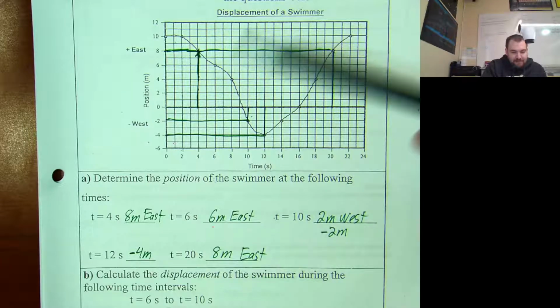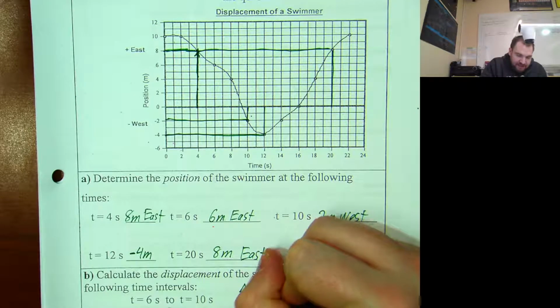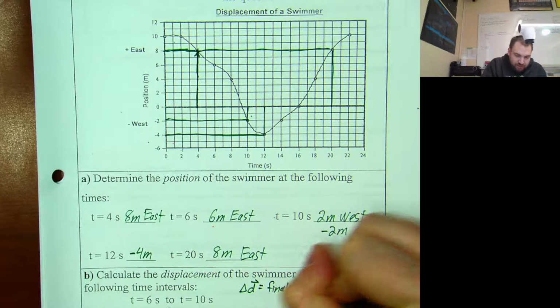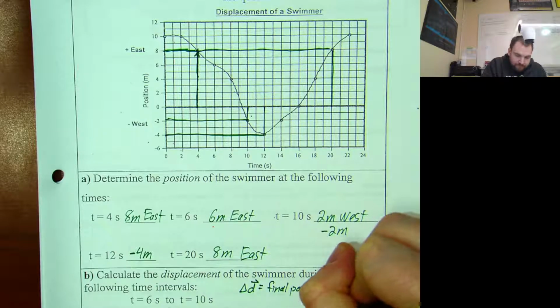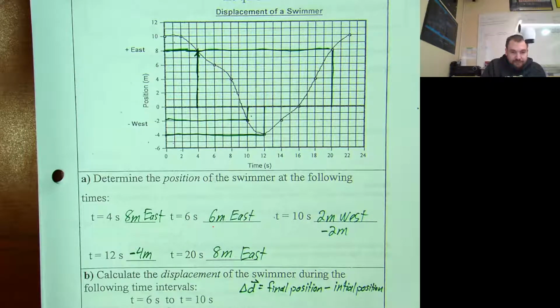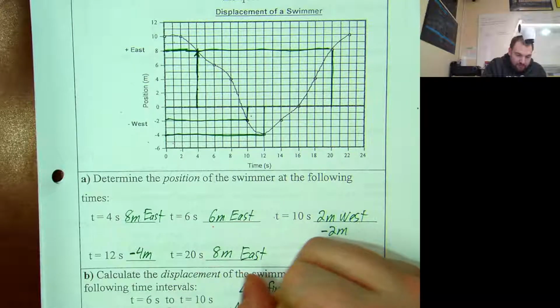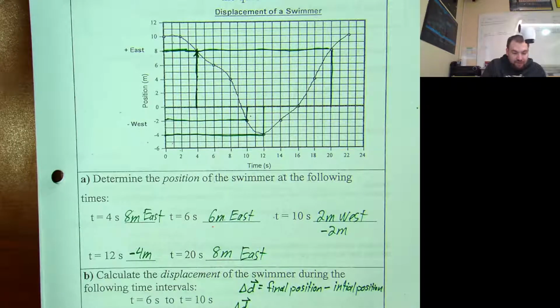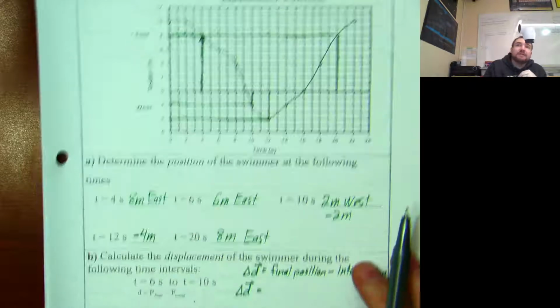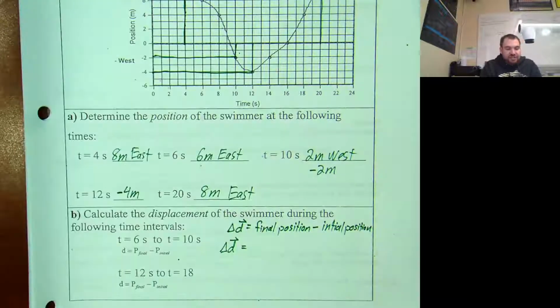To find displacement, we've said it before, we'll say it again. Displacement is a change in your position. So it's your final position minus your initial position. So to find the change in position from 6 seconds to 10 seconds, he was at 6 meters east, and at 10 seconds he's at 2 meters west. So to do the math here, our change in position is going to be what?